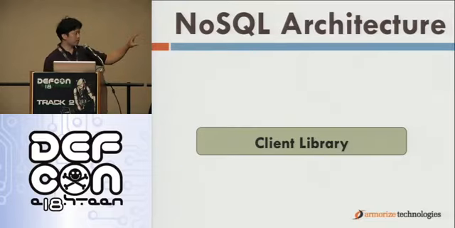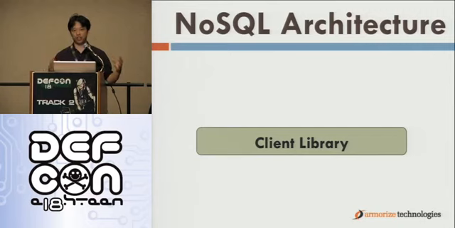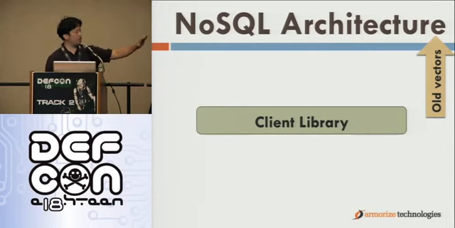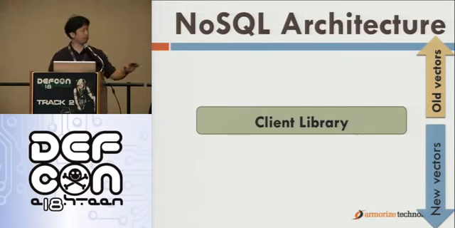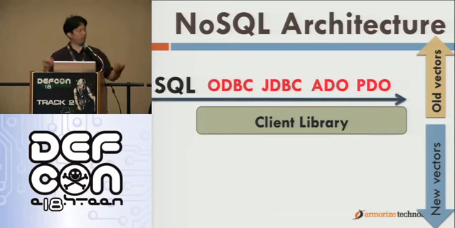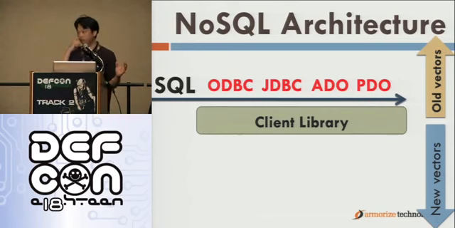And so here, how this client library is implemented will affect what types of vulnerabilities would exist in this particular implementation. So let's make room and look at the old vectors versus the new vectors. In the old days, there was only one horizontal vector, the SQL, right? And within that horizon, we would have ODBC, JDBC, ADO, PDO, what have you, for us and for the attackers to do their SQL injections.